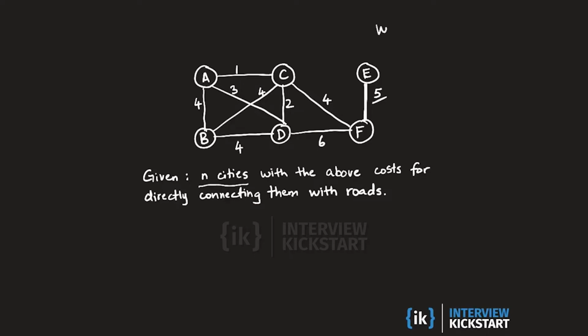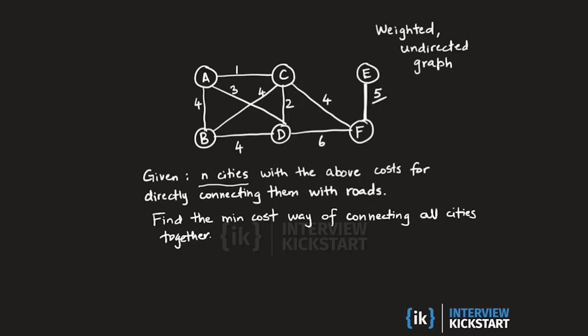This kind of graph is called a weighted graph, where the edges now have weights on them, and it's also undirected because these roads are assumed to be bidirectional. Now we want to link together all these cities in a way that there is a path between every pair of cities. So it should be possible to start from any city and go to any other city, but we don't want to build all the roads shown on this diagram. We want to spend the minimum amount of money required to link all these cities together. So we want to find the minimum cost way of connecting all the cities together.